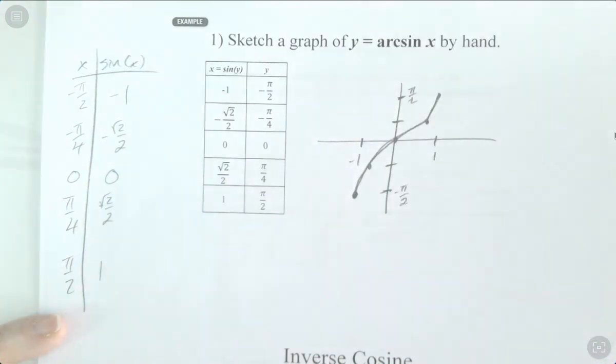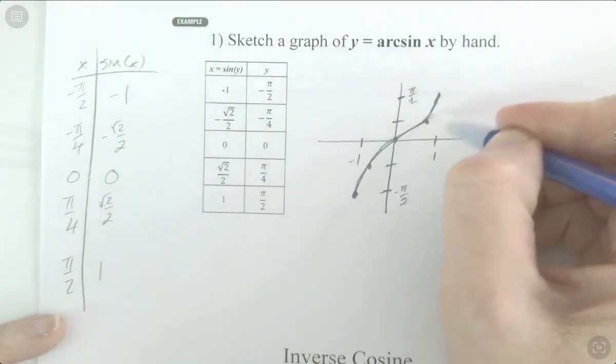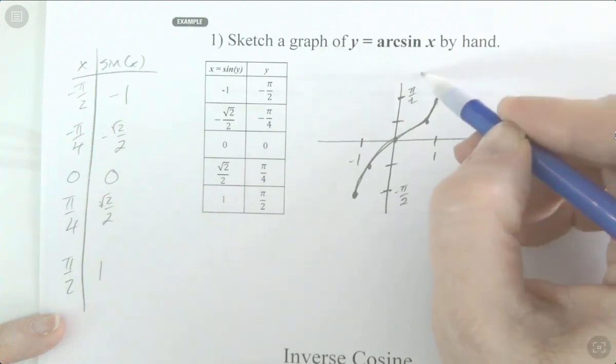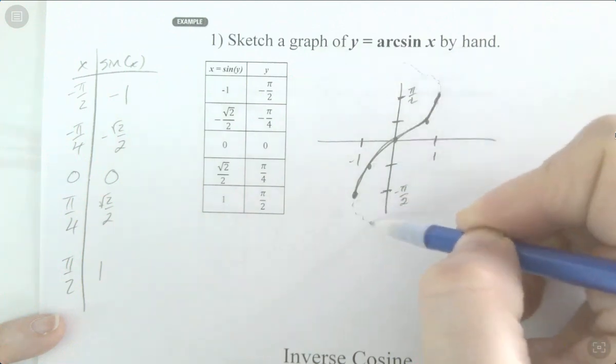We're not going to put arrows on the end of it, because if we start putting arrows on the end of it, the graph would actually continue and it would turn back and it would no longer be a function.